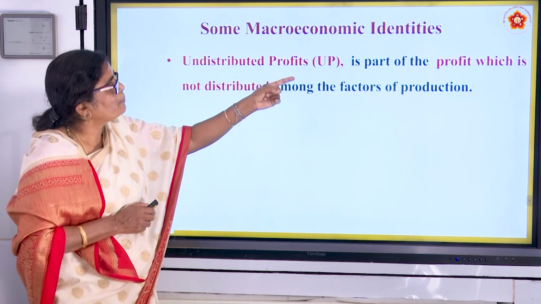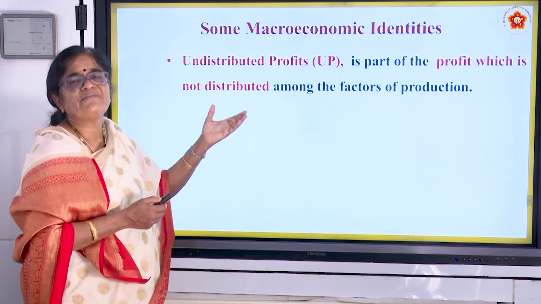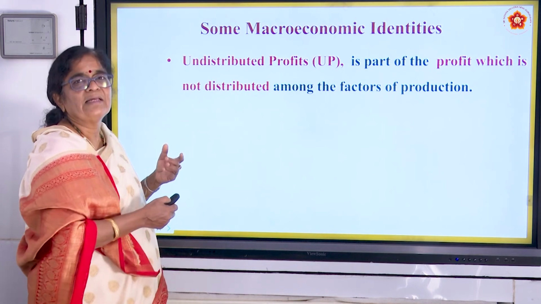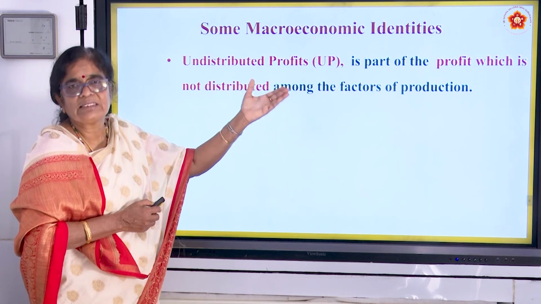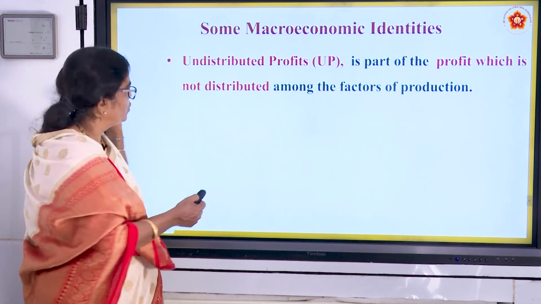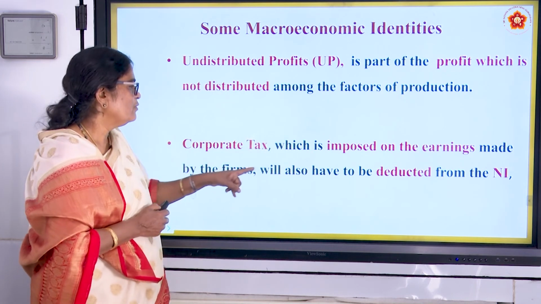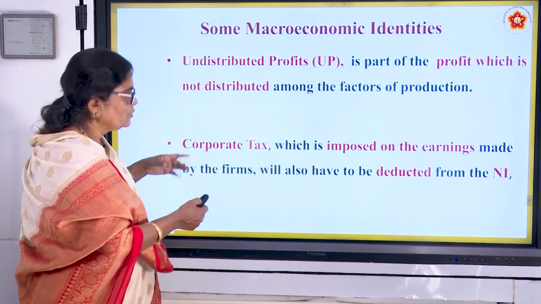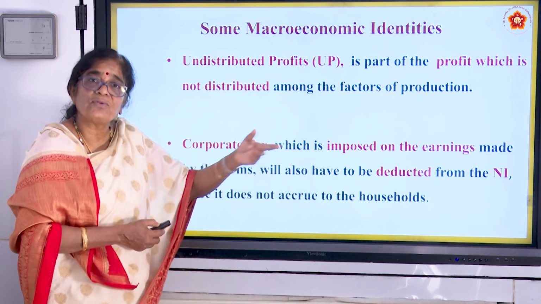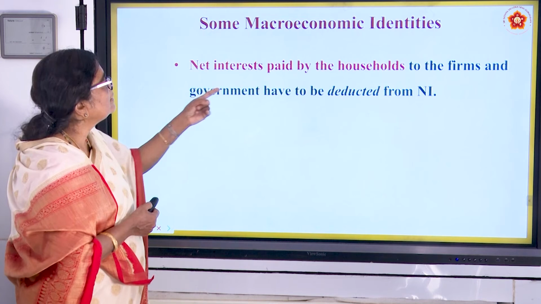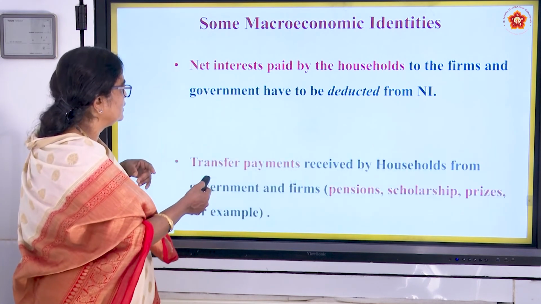Undistributed profit is the part of the profit which is not distributed among the factors of production. I told you, it is kept by the firm itself for further expansion. Therefore, we deduct it from national income, because it is not distributed and will not be received by the household. And the corporate tax which is imposed on the earnings of the firms also has to be deducted because it goes to the government, and it does not accrue to the household. And net interest paid by the household to the firms and government has to be deducted. That is what we deduct from the NI.